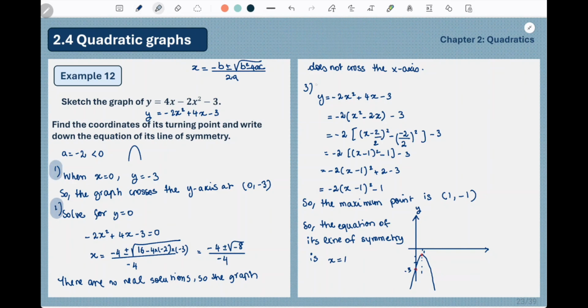Good to highlight these steps. And I think this marks today's session. Next time we'll do an example that's slightly different from what we've done so far. But yeah, from this example, you can see that a parabola doesn't necessarily have to cross the x-axis. And that should be it for today, and I shall see you in the next one. Bye.